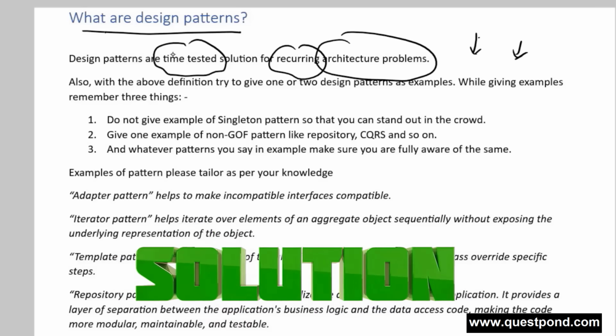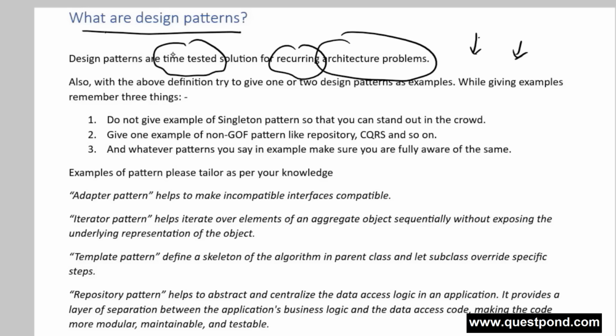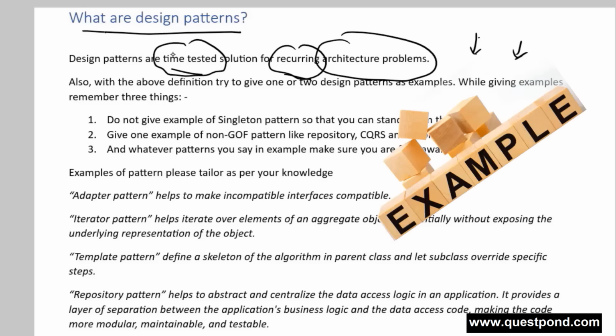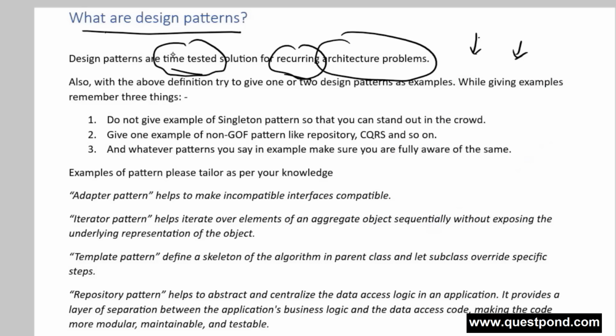Now whenever you're answering these questions, as a senior, please try to use vocabularies which are known in the industry. For example, you can see these words like time tested, recurring, right? These are some of the vocabularies where the interviewer is looking from a senior. Okay, so time tested solution for recurring architecture problems. And when you're answering this question, please try to qualify it with some examples of design pattern. For example, you can say something like this, it is a time tested solution for recurring architecture problems. So some of the examples are, for example, adapter pattern.